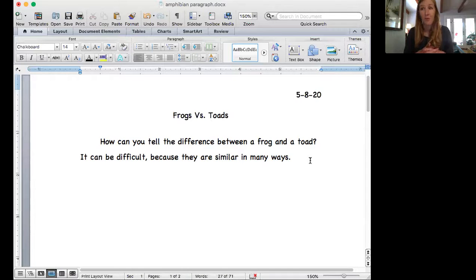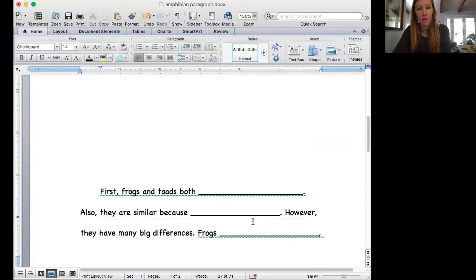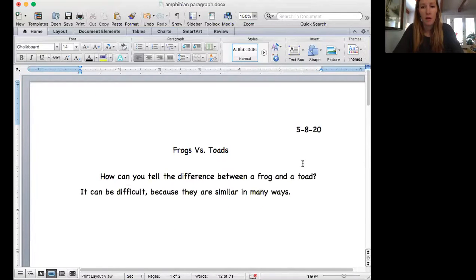It's always fun to start with a question. That's a good way to draw your reader in and get them interested. Right? They want to know what the answer is, so they will keep reading. All right, so write those nice and neat in your journal. You might want to press pause so you have time. And then we'll move on to the next part. Okay, I'm moving on. So we are going to talk about how they are similar now.